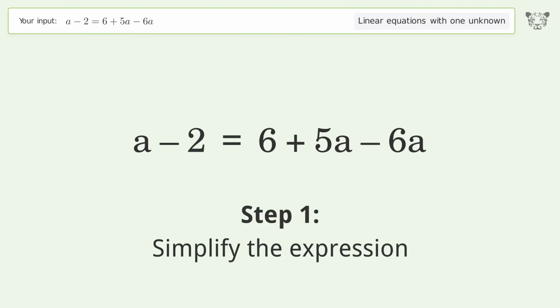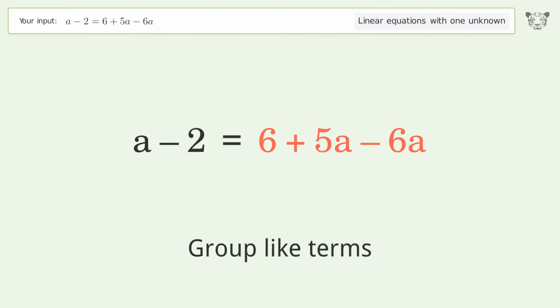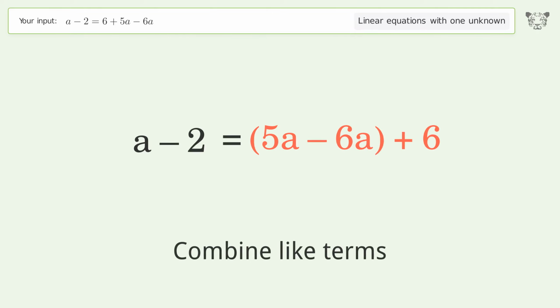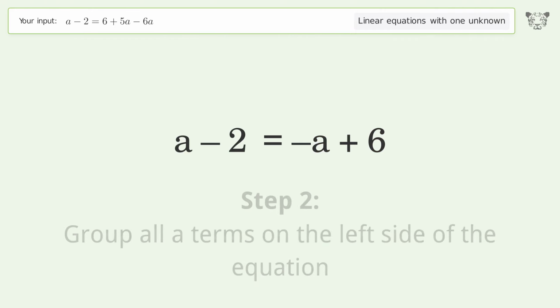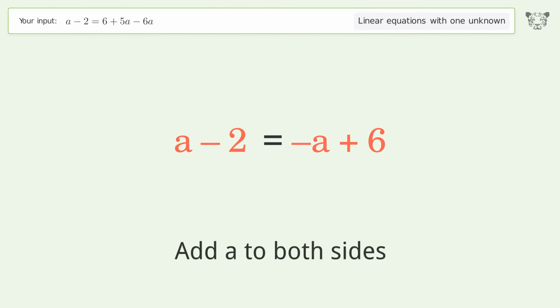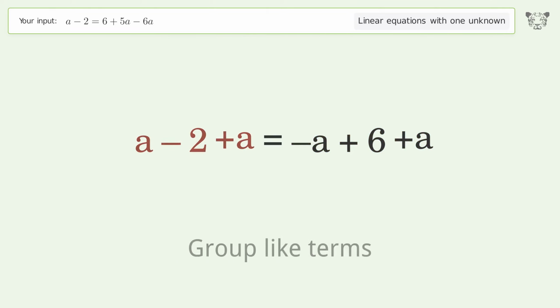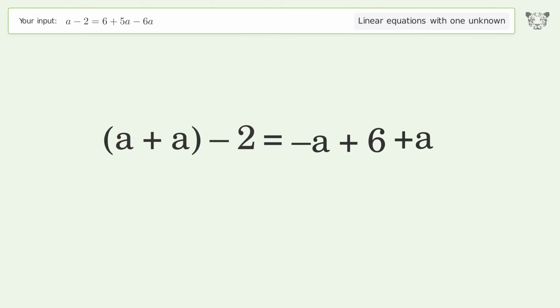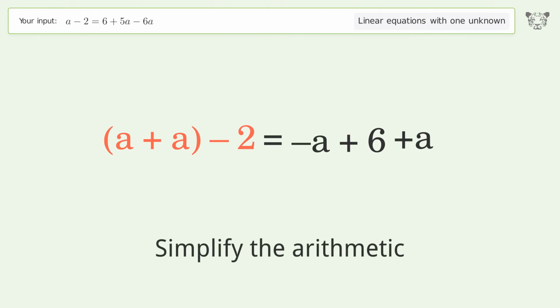Simplify the expression. Group like terms. Combine like terms. Group all a terms on the left side of the equation. Add a to both sides. Group like terms. Simplify the arithmetic.